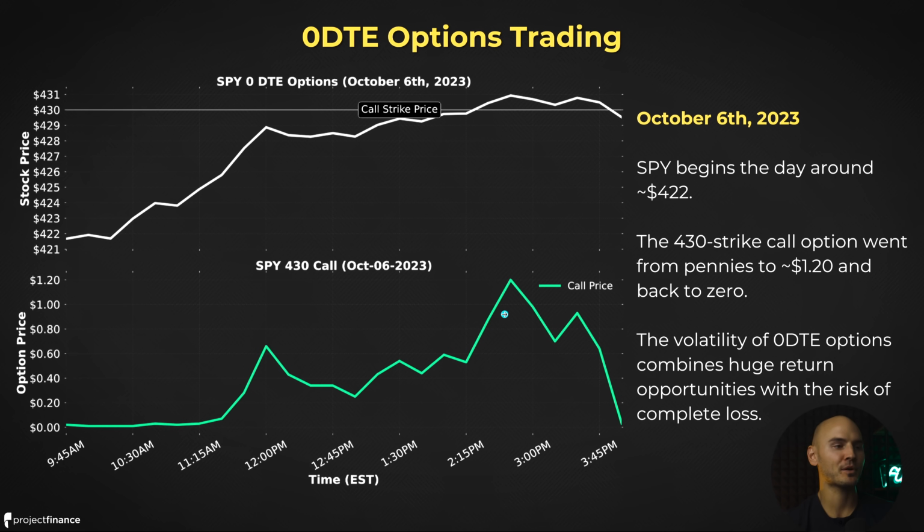It is also an example of how quickly things can turn around. So from this high price where SPY was at 431 and this 430 strike call was in the money, we can see that its price went from $1.20 all the way to zero in the last couple hours of the day because SPY went from 431 to just below 430.